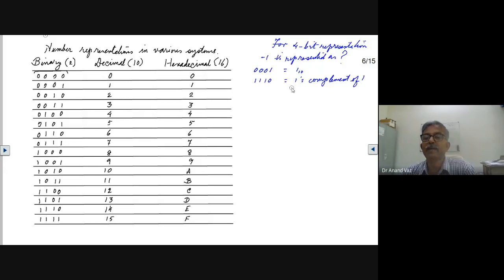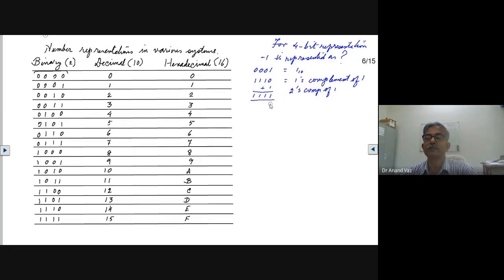And then we add 1 to it. So we'll get 2's complement of 1, which is obtained just by adding 1 to it. So we'll add 1 to this, and we get 1, 1, 1, 1. So the number 1, 1, 1, 1 represents -1.